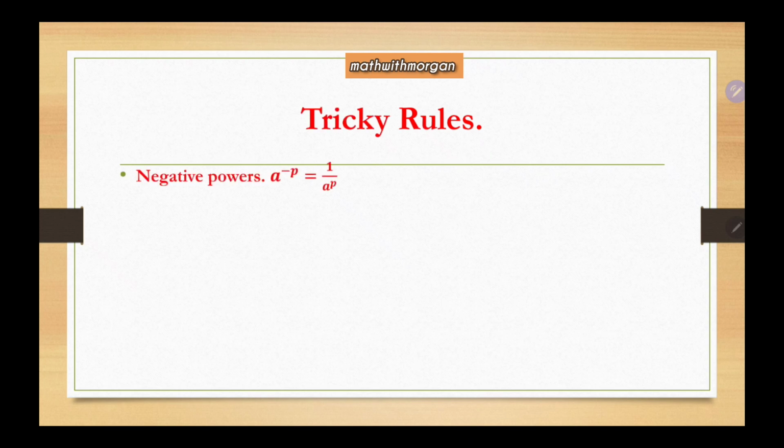Okay, now we have the tricky rules, which are negative powers. Let's start off with this one. If you have a negative power, such as a raised to the power negative p, you basically invert it. So you're going to have 1 over a to the power p, but make sure that you put a positive power whenever you invert it. Let's look at an example. 6 to the power negative 1 is equal to 1 over 6 to the power positive 1, which is 1 over 6. Now, 1 over 6 is also known as the reciprocal of 6.